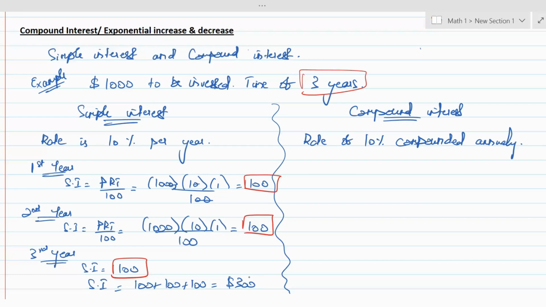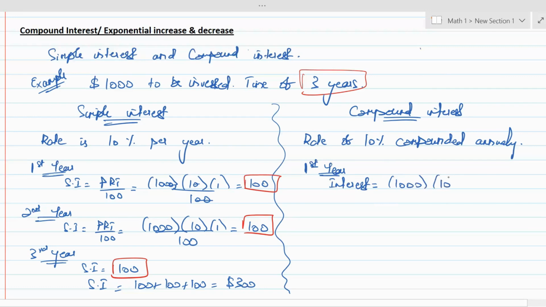Now let's have a look at the case of compound interest. For the first year, if you have to calculate the interest, let's say we are using PRT upon 100 just for the time being. P being the principal is 1000, rate is 10, times 1, upon 100, and we'd get $100 only. This was the interest earned after the first year.